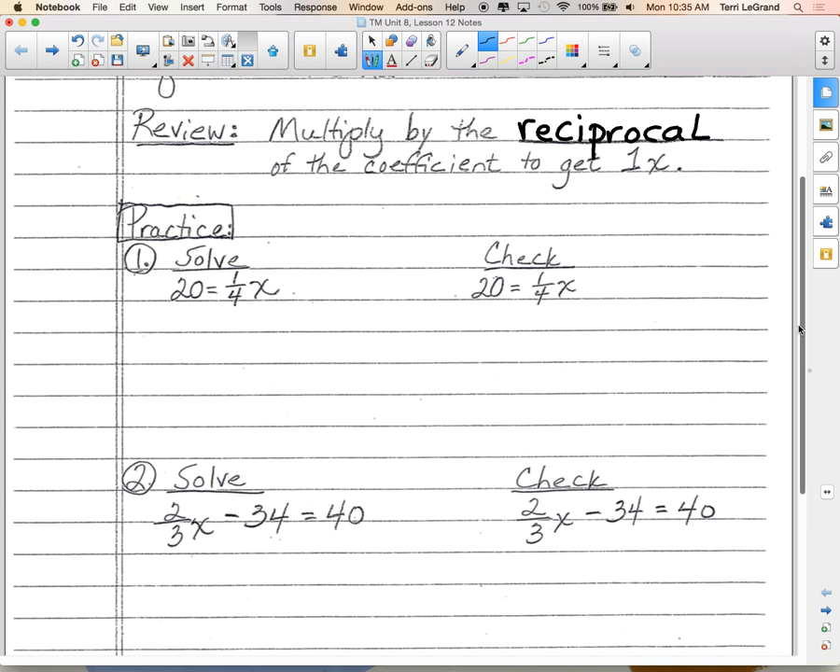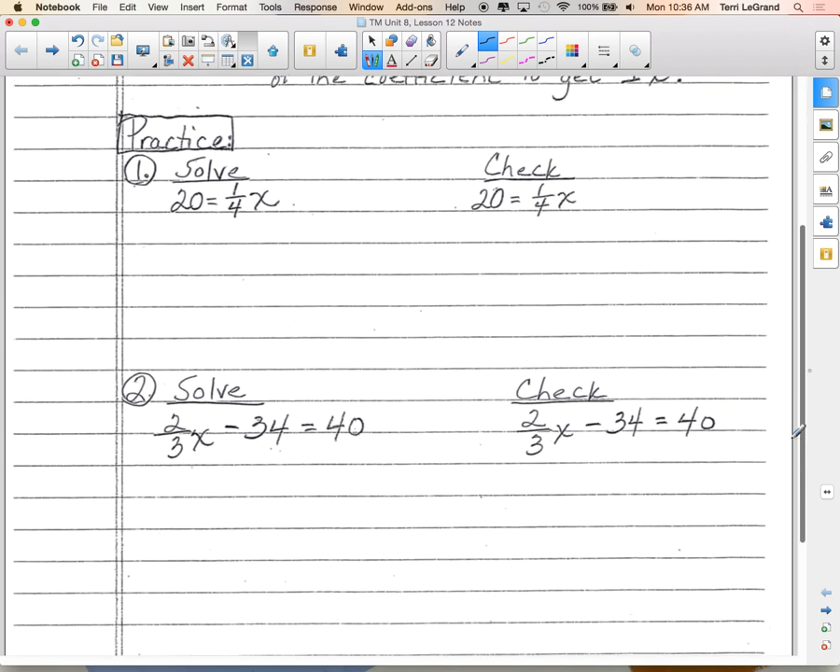Is that equation ready to solve? It's got to be our first question. Is there anything we can do to it before we do something to both sides for the solving process? No, it's 20 on one side, 1/4 x on the other. There's no getting ready in this one. So we're ready to just say, okay, I'm going to do the same thing to both sides. Because x is being multiplied by 1/4, we are going to multiply by the reciprocal of that. What's the reciprocal of 1/4? 4/1.